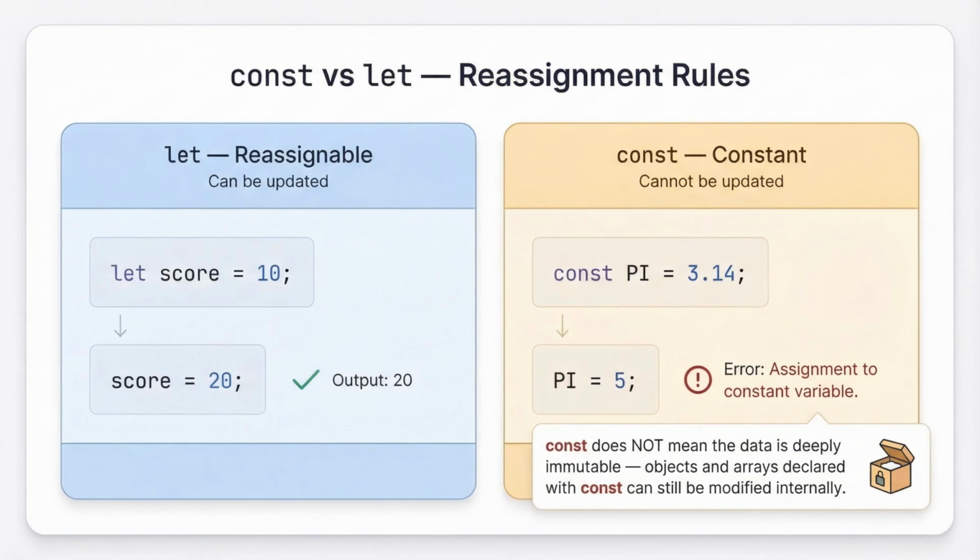One nuance worth noting: const prevents you from reassigning the variable itself, meaning you can't point it to a completely new value. However, if the value is an object or an array, the contents of that object or array can still be changed. The variable binding is fixed, but the data it points to can be mutated. This is a subtlety that trips up many beginners, and we'll revisit it when we cover objects and arrays.